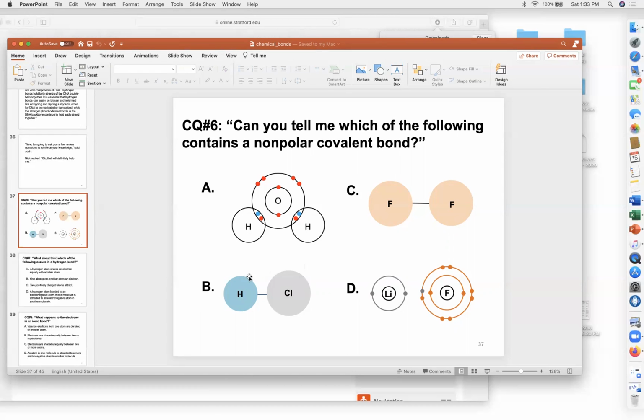B. Or uneven? B, right? Which one of these things is ionic? D. D, as in dog. Now, why is D ionic?